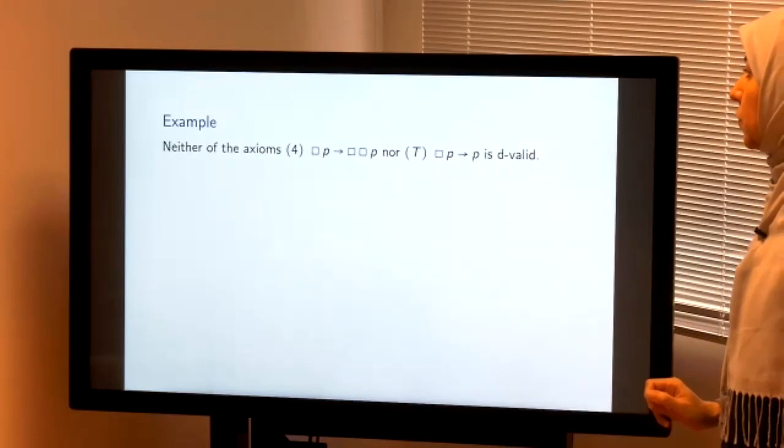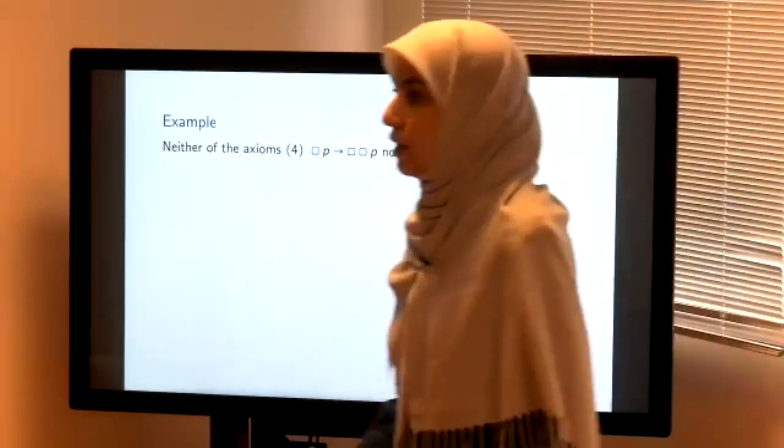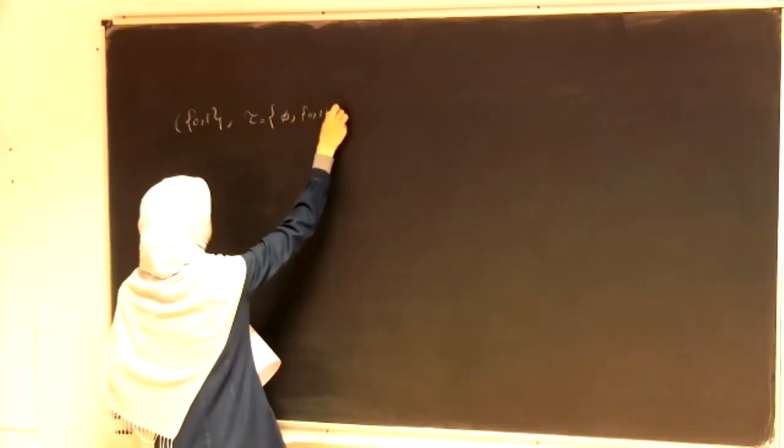Neither the axiom 4 nor T is d-valid. So why are they not d-valid? To show that they are not d-valid, it suffices to provide a counterexample. So let's consider this space. The space which contains 0 and 1, and the topology is the trivial topology, which contains the empty set and the whole set.